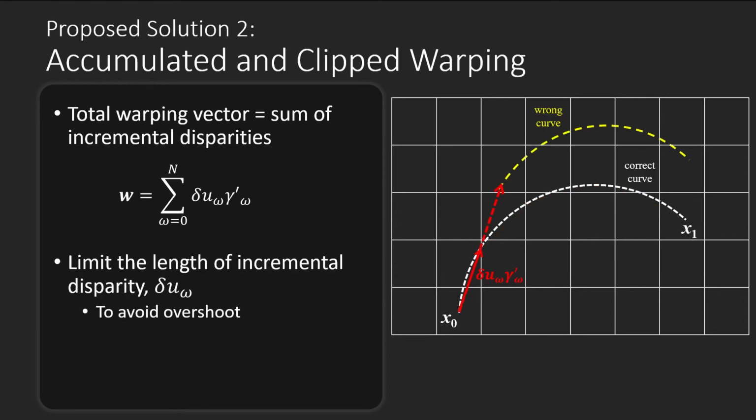Using this approach, however, needs to be controlled. If we don't limit the length of the incremental disparities, we will end up tracking the wrong epipolar curve, which will degrade the accuracy of the depth estimation. We solve this problem by applying a simple thresholding of the incremental disparities for every iteration.